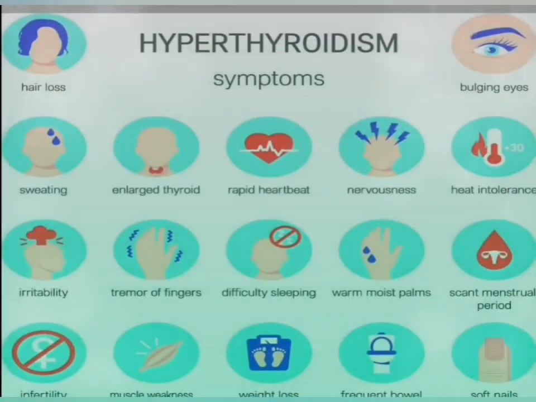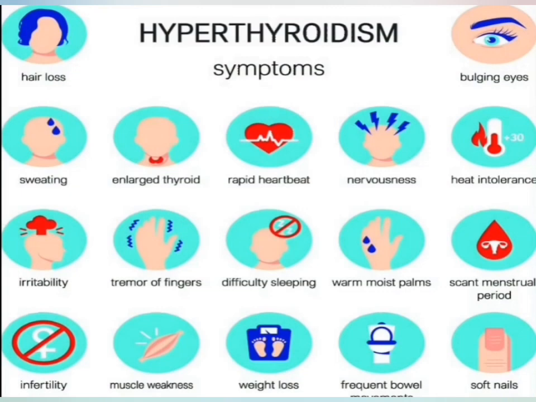And these are the symptoms which are going to produce hair loss, bulging eyes, because of sympathetic hyperstimulation of the superior tarsal muscle, also called Muller muscle, present in the upper eyelid, which causes the upward movement of the lid. And due to this hyperstimulation, lid lag and bulging eyes are produced.